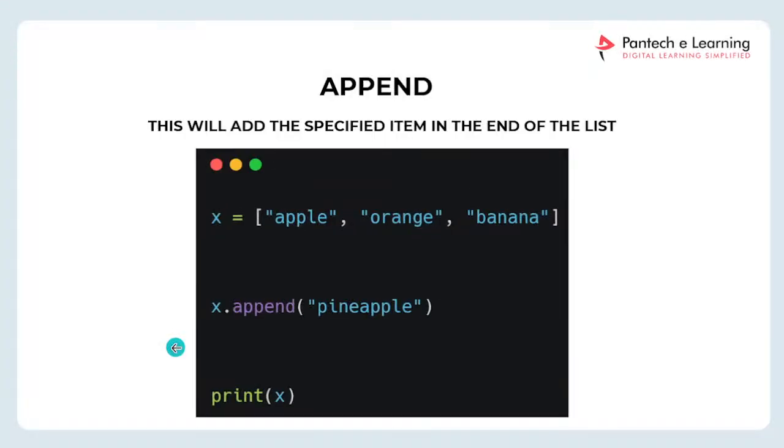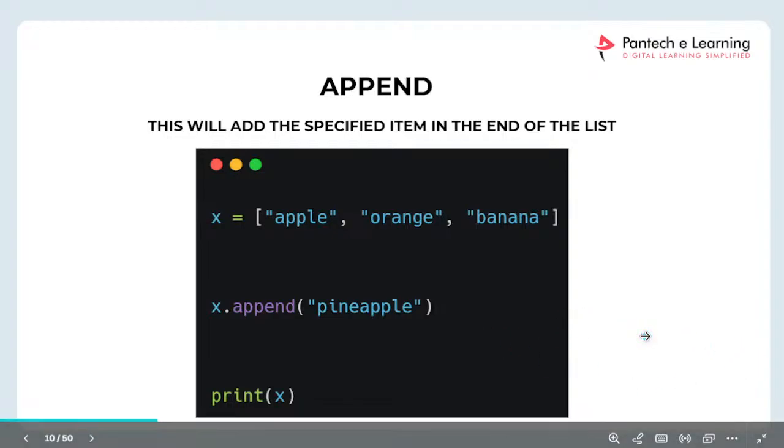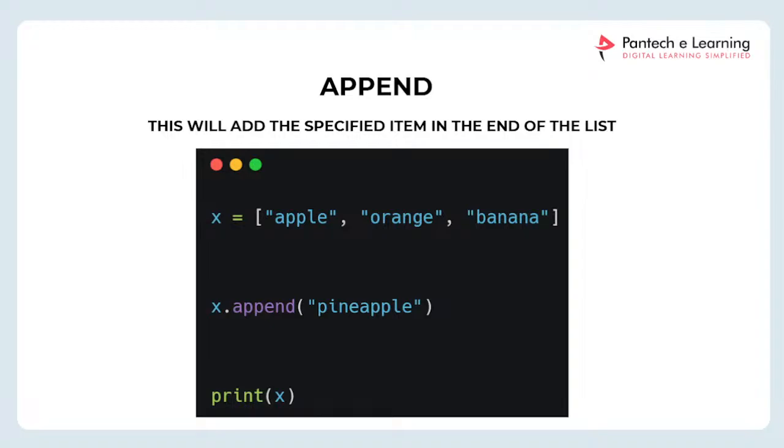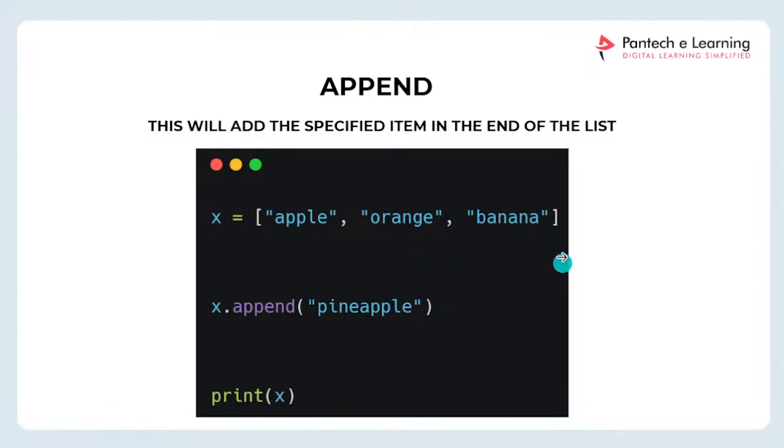So next one is the append function. Append is also the same as the insert function, adding a new item. So what is the difference between insert and append? With insert we can decide the position of the particular value, but append is not like that. We add the new item at the end of the list. Now see the example with apple, orange, banana. The pineapple will be added at the end of the list. So the last value is then pineapple.